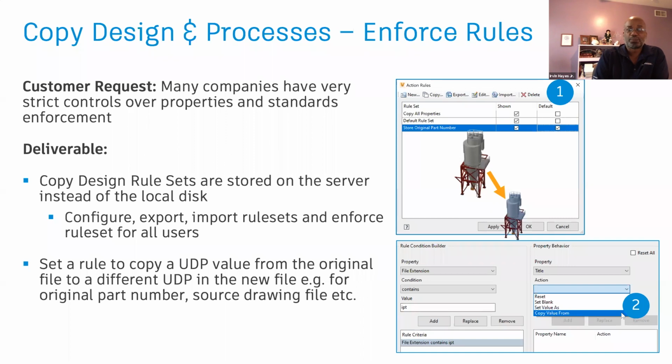So in Vault 2021, what we've done is we've taken the rule sets and made them server-side rule sets. So as an administrator, if you're coming from a previous release, you can actually import your current local rule sets and make them server-side rule sets. With them being server-side rule sets, any other user that starts to launch copy design will also get those rule sets. And therefore, it makes it easier for you to administer, deliver, and enforce as an administrator, so that you make sure that everyone has the same rule sets and is using copy design properly.